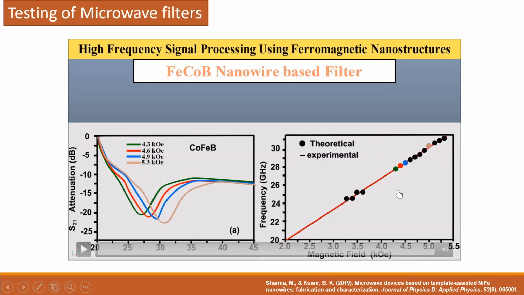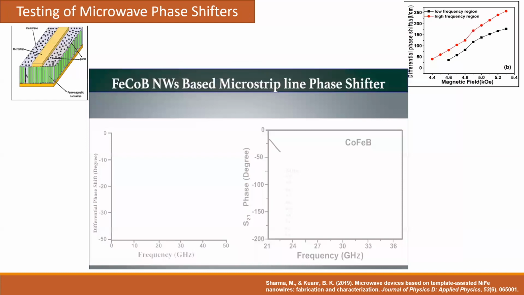and the right hand side graph shows the data points for the resonance frequency which we obtained. The red line is a theoretical plot, and the dots are the experimental data points corresponding to the resonance frequency. So we can tune the operational frequency by applying the external magnetic field in these structures.